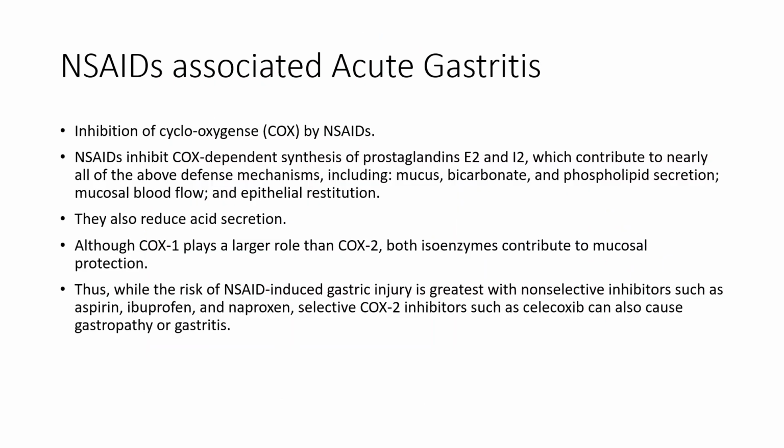In this slide, we look at NSAID-associated acute gastritis. There is inhibition of the cyclooxygenase, or COX, by NSAIDs. NSAIDs inhibit COX-dependent synthesis of prostaglandins E2 and I2, which contribute to nearly all of the defense mechanisms in the stomach, including mucus, bicarbonate, phospholipid secretion, mucosal blood flow, and epithelial restitution. They also reduce the acid secretion.